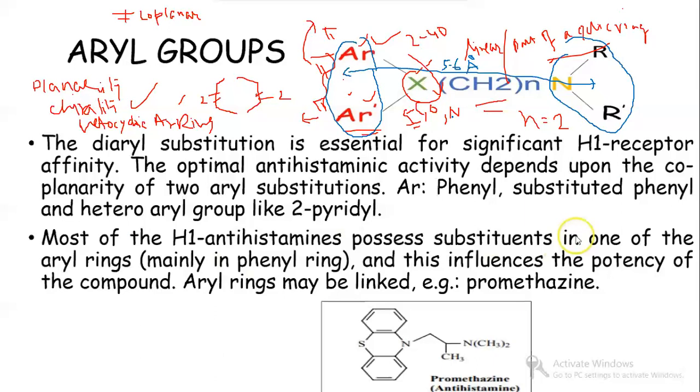I'll post one separate note on the SAR of antihistaminic drugs in the Google Classroom. You just download that and go to the first 2-3 pages. You can find the general SAR, right? And in the subsequent pages, you will find the small SAR of different classes, like the piperazine class, ethylene diamine class, propylamine class, amino alkyl ether class.